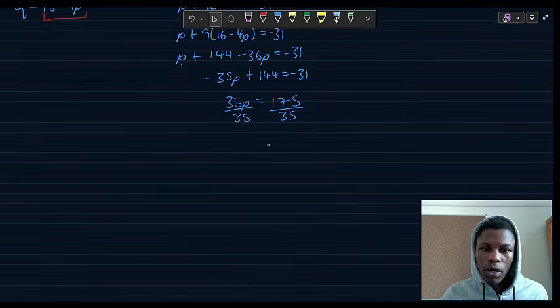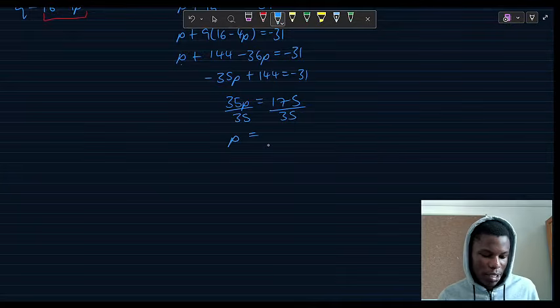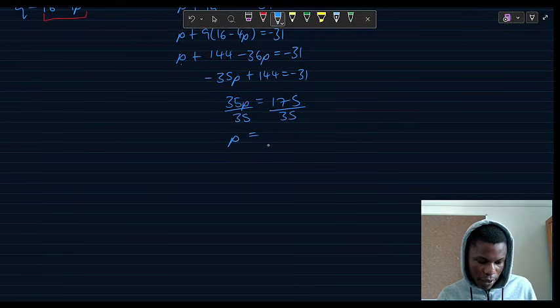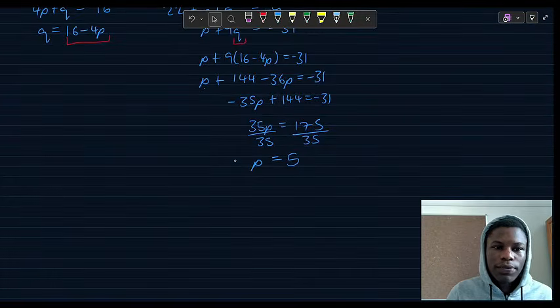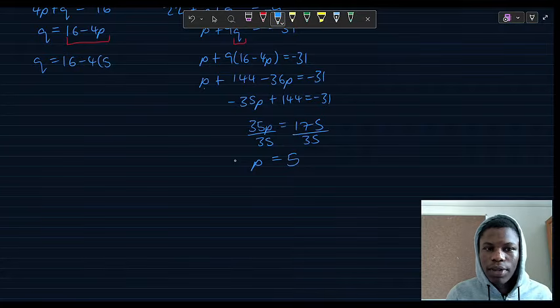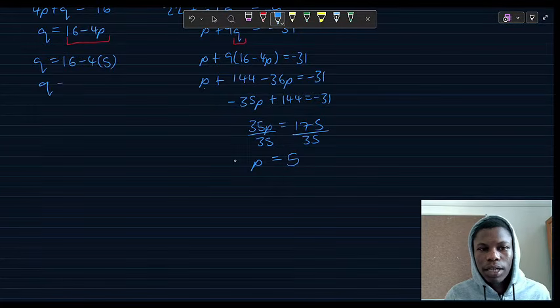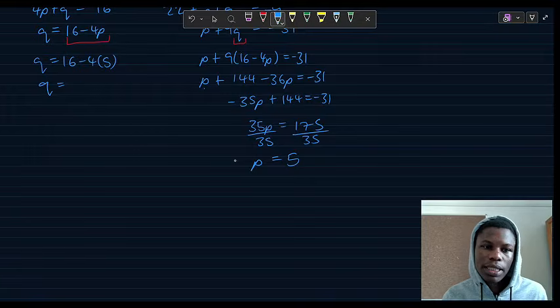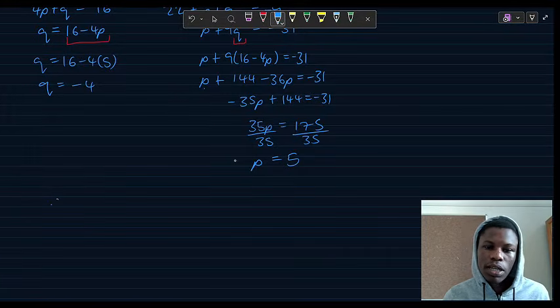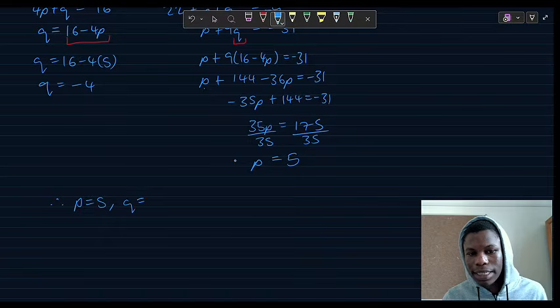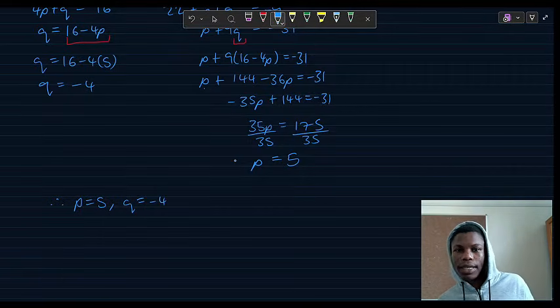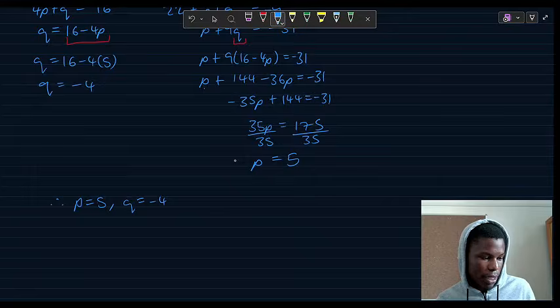This was a very long question. P is equal to 175 divided by 35. P is 5. If P is 5, then Q has to be 16 minus 4 times 5. So Q has to be 16 minus 20, which is minus 4. So we can conclude that therefore P is 5 and Q is negative 4. And that is our final answer.